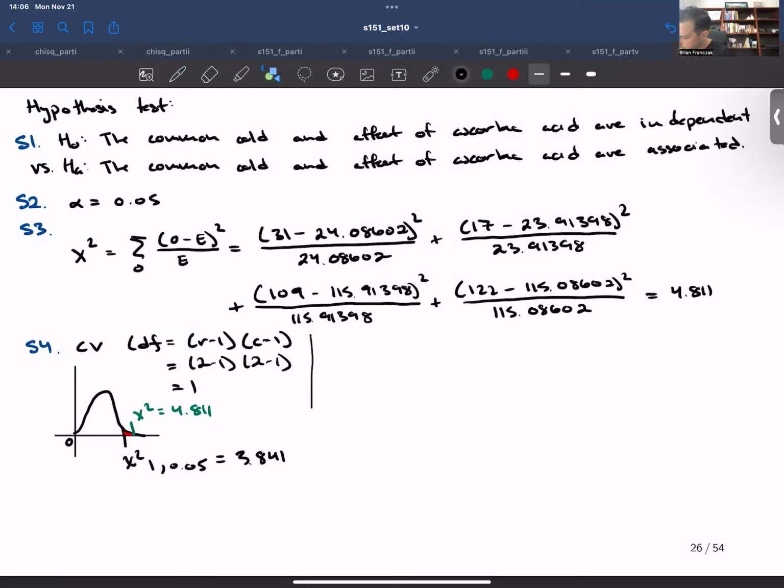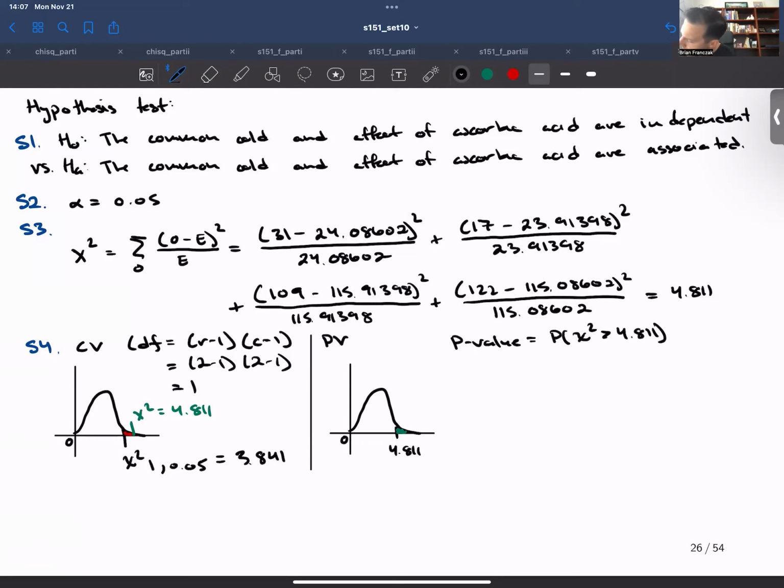Now, if we take the p-value approach, this will work in the same way that it did before as well. So we sketch out our chi-square curve. We mark down where the test statistic is located in this case, and then we shade the area above the test statistic. So our p-value for this test is the probability that a chi-square random variable exceeds 4.811.